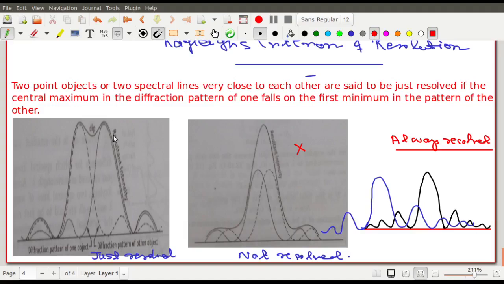And if the distance is more, just like this third diagram, if the distance is even more, then there is no problem. If it is more, then I have nothing to say, but it should not be less than that. The first maximum should fall on the first minimum of the other. Central maximum should fall on the first minimum.